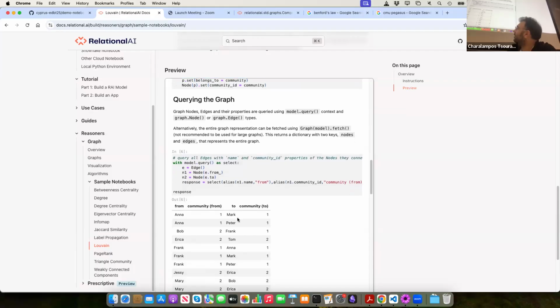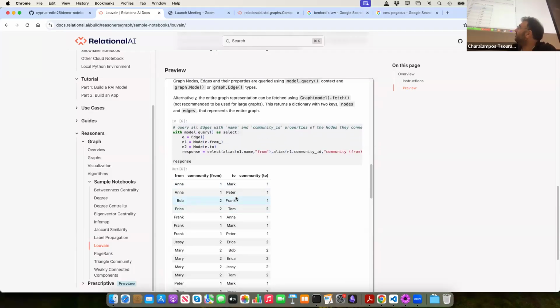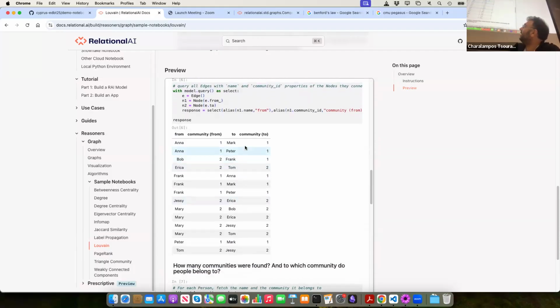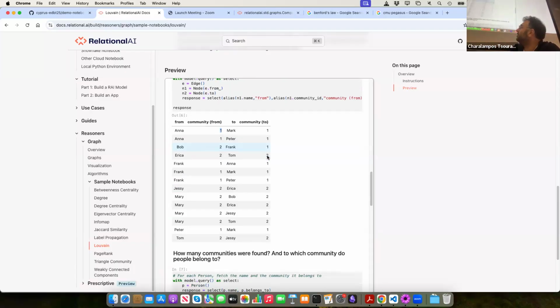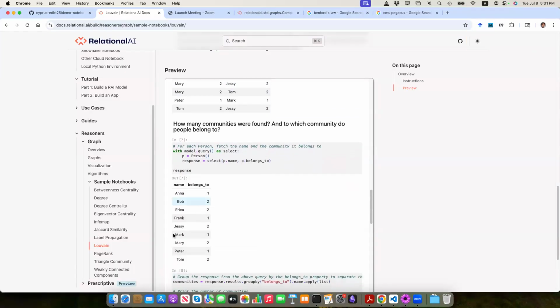So if you run this, you can actually see, okay, here they show the edges. And so basically you can see Anna is participating in community 1, marking community 1. So basically we're printing here the set of edges and the community IDs of the nodes. But you can also just print the nodes and their community ID. So yeah, something like this. So as I said, these are like industry style algorithms. Louvain is very popular and very well performing.